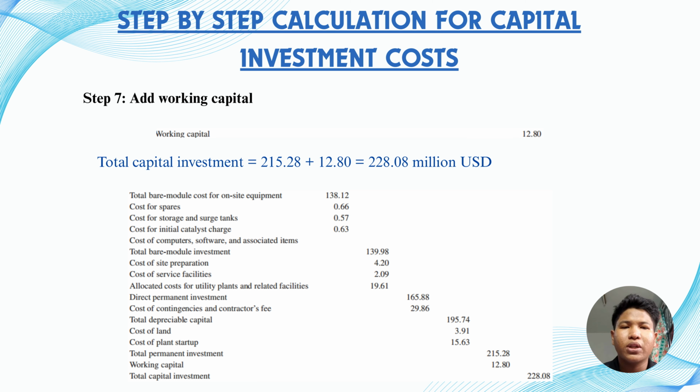So finally, we calculate the total capital investment, which is 215.28 plus 12.80, which is equal to 228.08 million USD. This concludes the step-by-step capital investment estimation, from the equipment cost all the way to the working capital required to launch and run the facility efficiently.